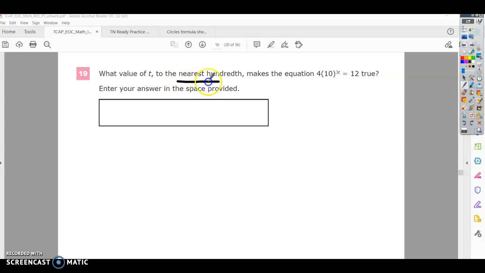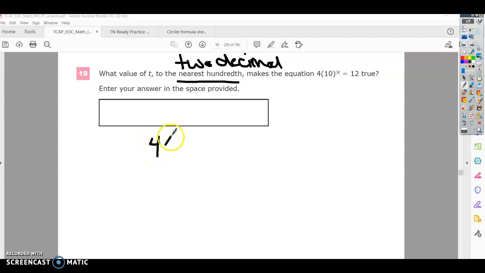Okay, so the first thing I noticed is it said to the nearest hundredth, so I want to make sure I put my answer in the correct format. So that means 2 decimal places. All right, so what value of t? That means we're solving for t, so let's work it out.